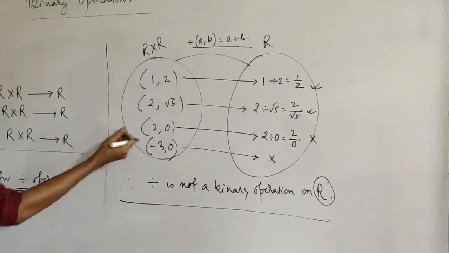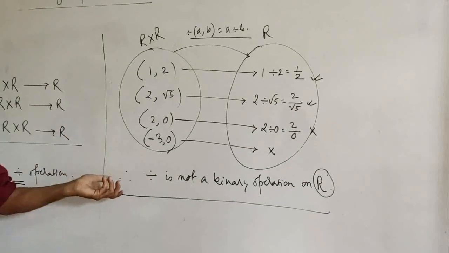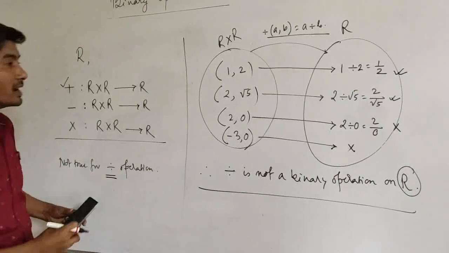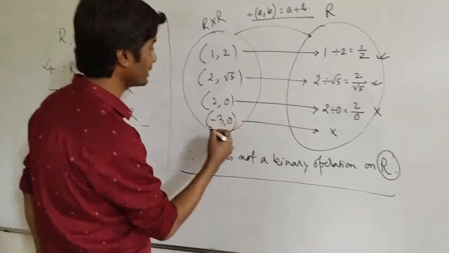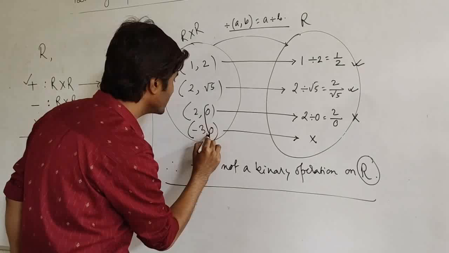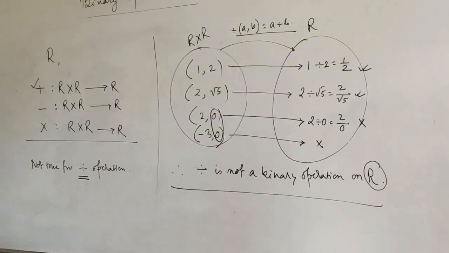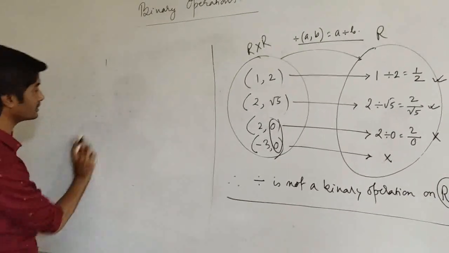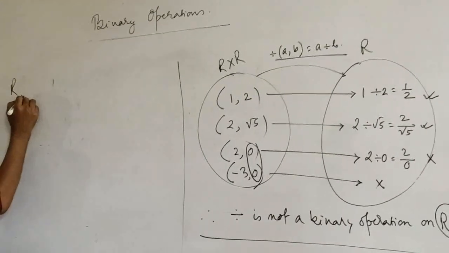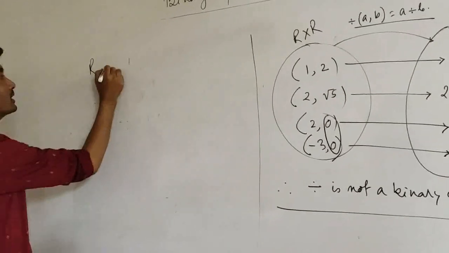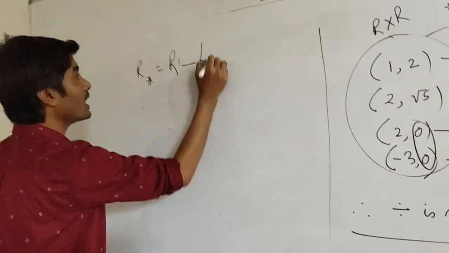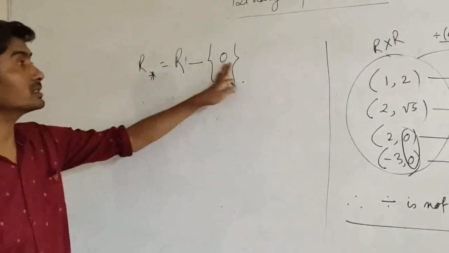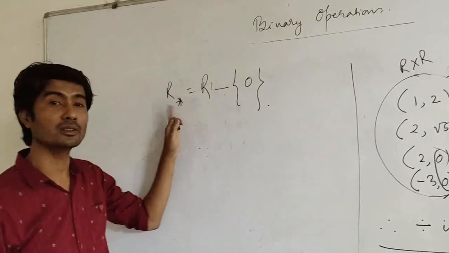Okay? Now say I want to modify this set R. I want to make this division a binary operation on a modified set. So what should be done? Here we have seen that everything has occurred due to this 0. Now if I exclude this 0 from the set of real numbers and define a new set, R star, defined in this way as R minus 0, it contains all the real numbers excluding 0, that is, all the non-zero real numbers.